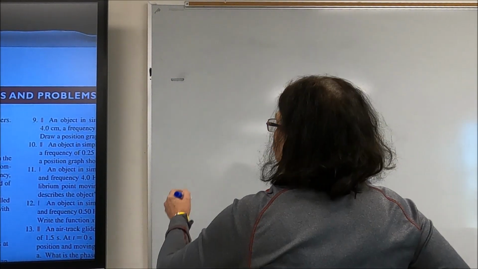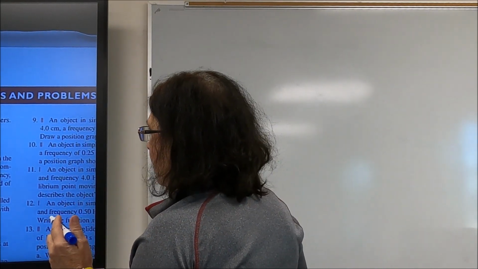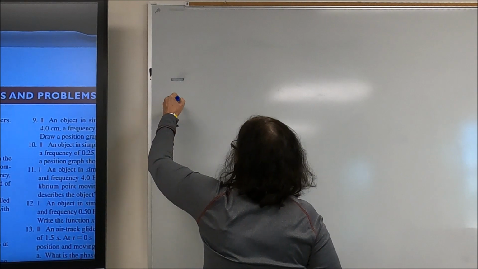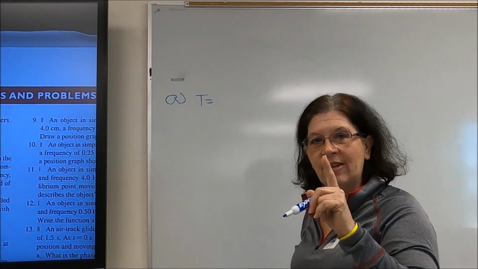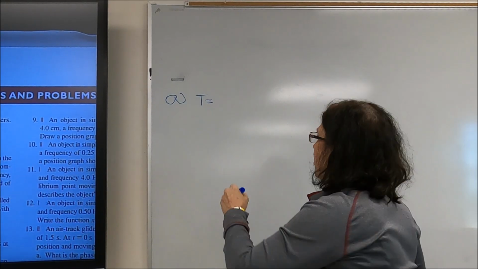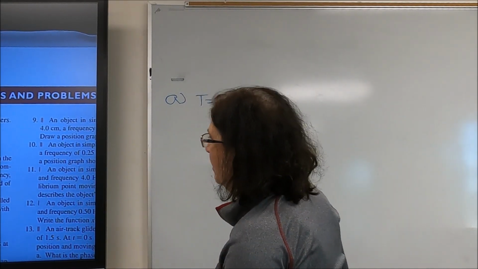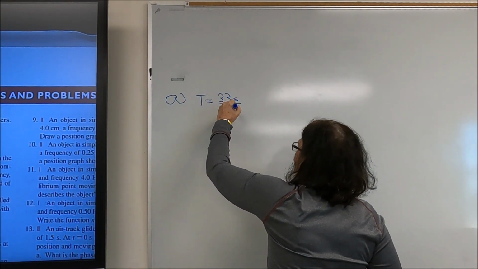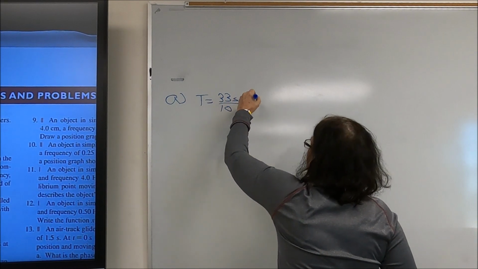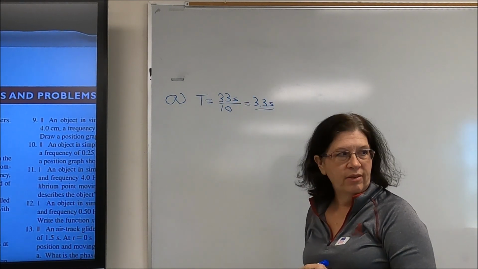Okay, now the first thing we're asked is the period. That's the amount of time it takes to complete one oscillation. So it says 33 seconds to make 10 oscillations. So 33 seconds divided by 10 would give me 3.3 seconds as our period.